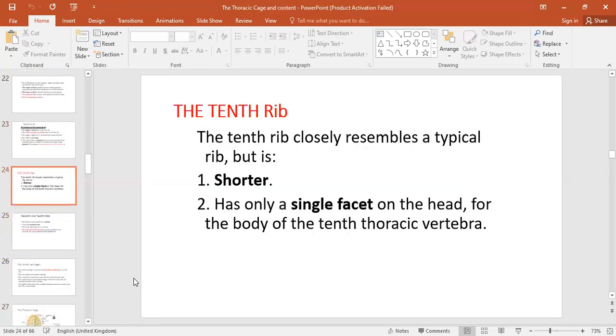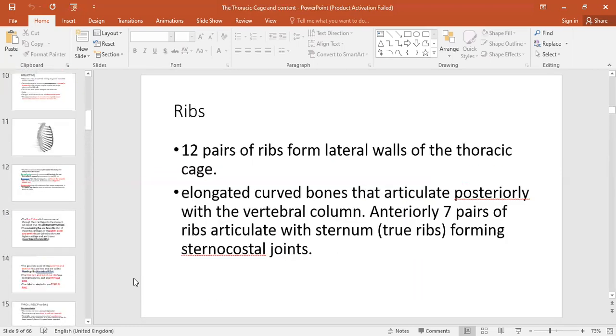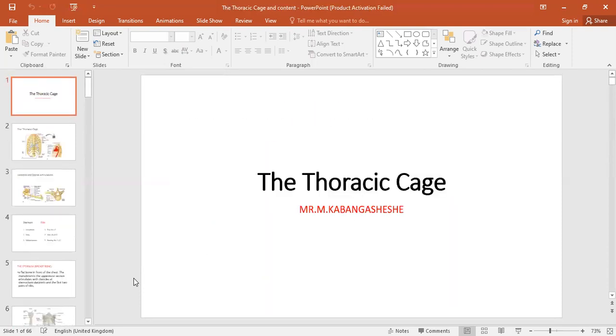What else is so special about rib 10 is that rib 10 has a single facet. Remember, on the head, for the rib to attach to the vertebral column, it has 2 facets. Each facet is attaching to the vertebral bone. I'll take you back to the diagram that we saw much earlier on.